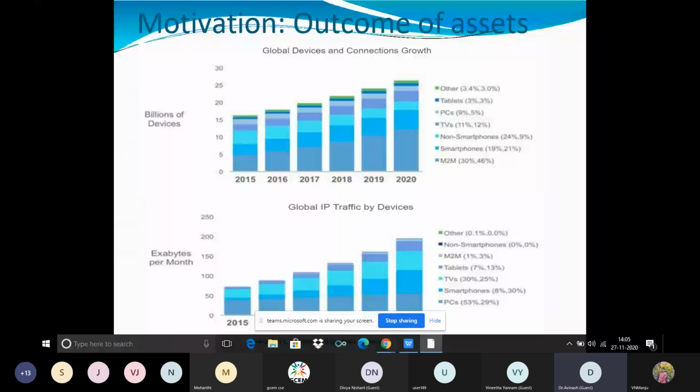So everything which we are doing is normally on the smartphones, not on the personal computers or the laptops. And you can see the tablets, and then the non-smartphones. On the non-smartphones there is no byte transfer happening, so that is the reason it is shown as 0%.